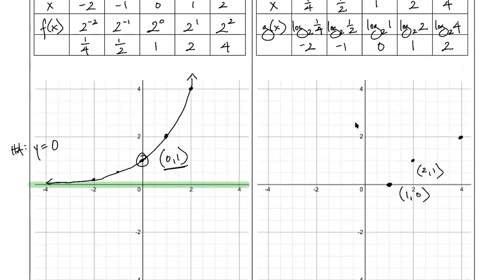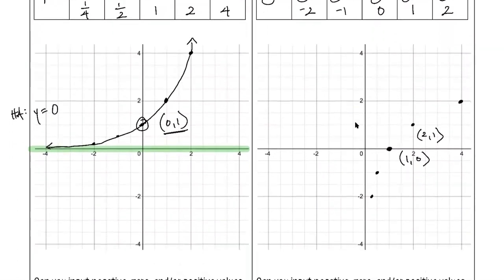All right, let's plot those points. I've got 1/2 and it'll be at -1. I've got 1/4 and it's going to be at -2. And if I connect those 5 points, I end up with a graph that looks like this.